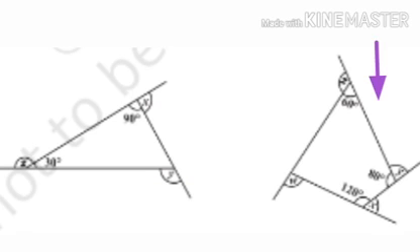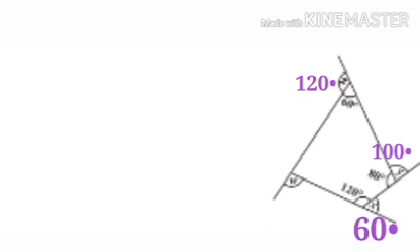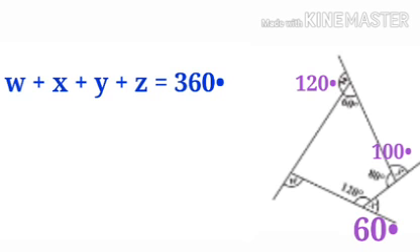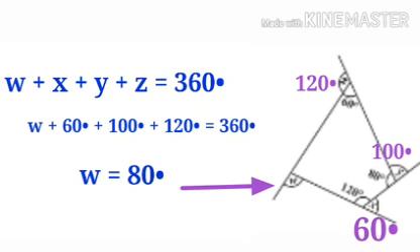Similarly, for the second polygon, using linear pair, we can find the value of x equals 60 degrees, the value of y equals 100 degrees, and the value of z equals 120 degrees. And because w plus x plus y plus z gives us 360 degrees, we can write w plus 60 plus 100 plus 120 equals 360 degrees. And so the value of w equals 80 degrees.